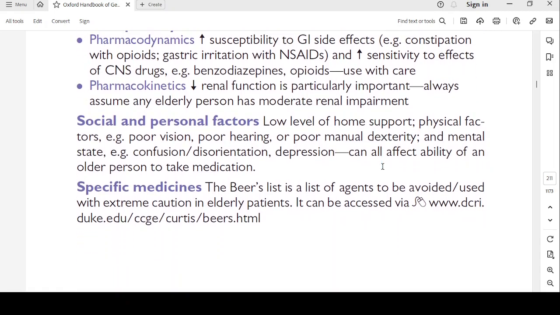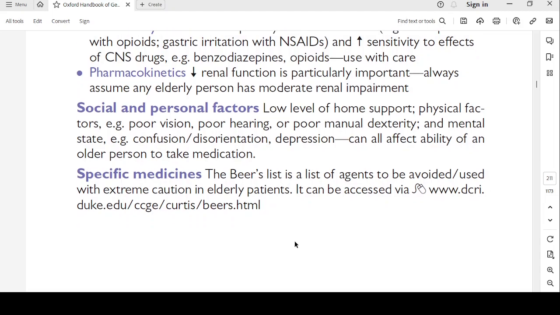Social and personal factors. Low level of home support, physical factors like poor vision, poor hearing, poor manual dexterity, and mental state, for example confusion, disorientation, depression, can all affect the ability of an older person to take medications. Specific medicine: the B list is a list of agents to be avoided or used with extreme caution in elderly patients. It can be accessed via the website.